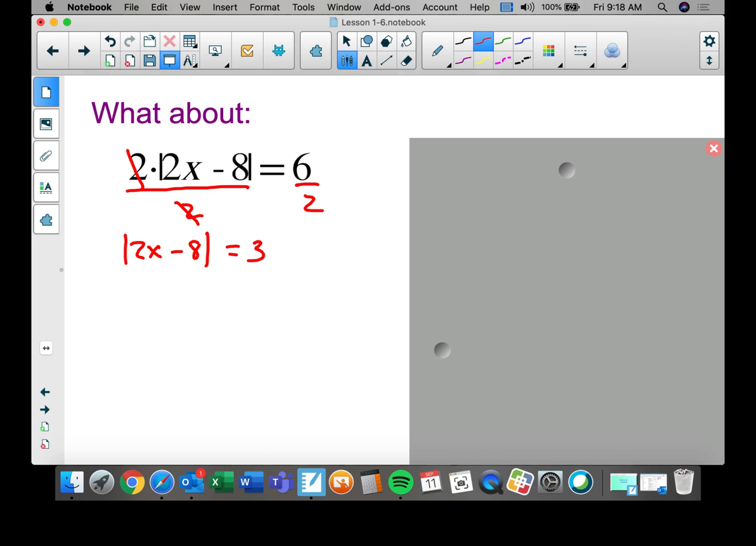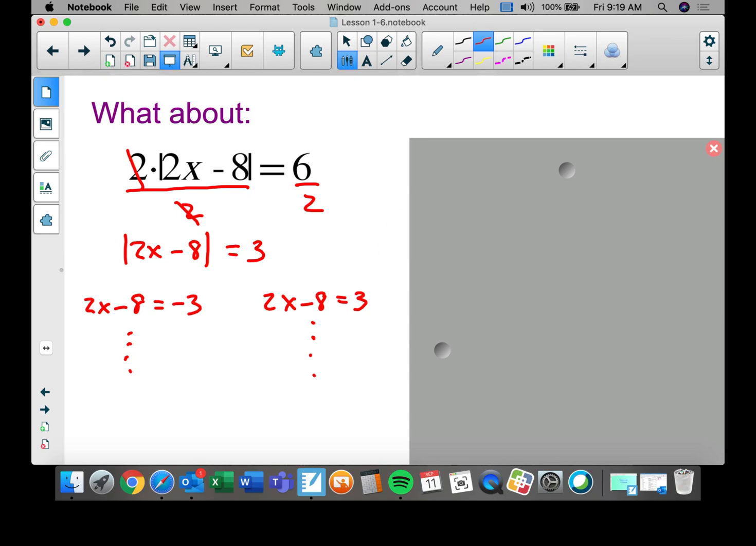Now it's equal to 3, and now we're right back to where we were on the previous examples, okay? So that absolute value, now I'm looking for distance away of 3. So here's where I then write my equation of 2x minus 8 equal to negative 3, which is 3 units away, and 2x minus 8 equal to positive 3, which is also 3 units away, okay? And then from there, once again, you would go through and solve for x, okay?